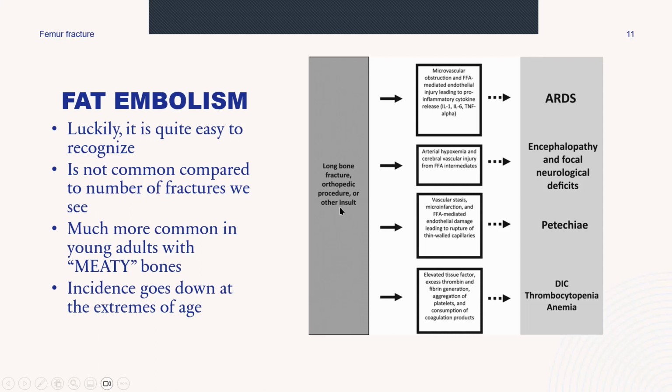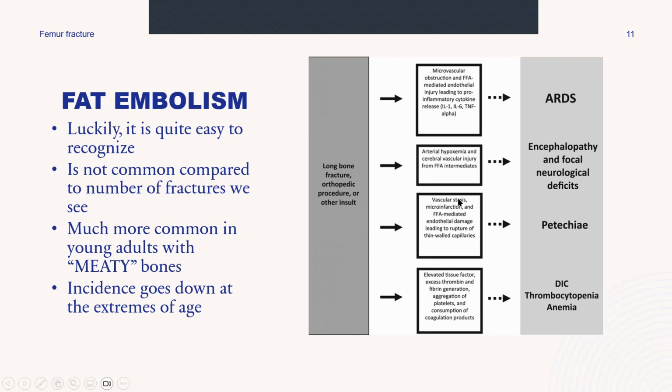So what happens is you get a long bone fracture, and then you get microvascular obstruction, all right? And then, as they say here, your endothelial injuries and inflammatory cascade, and then they get adult respiratory distress syndrome. So that's the first thing that happens. And the second thing is arterial hypoxemia, so encephalopathy and focal neurological deficit. So this patient becomes confused. This patient can't breathe, and then the patient starts getting petechia.